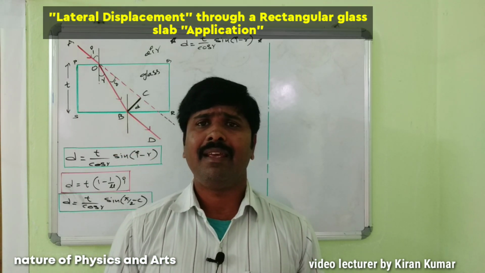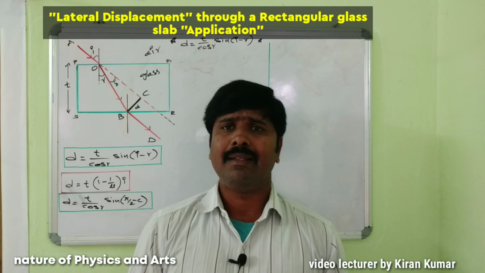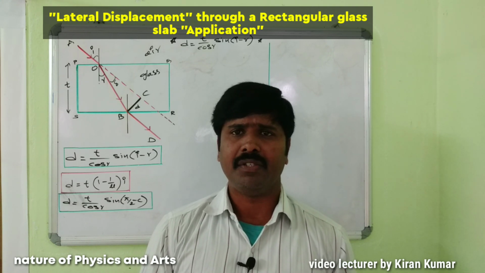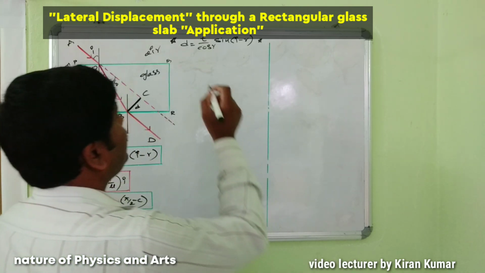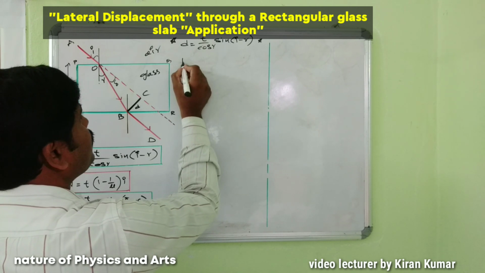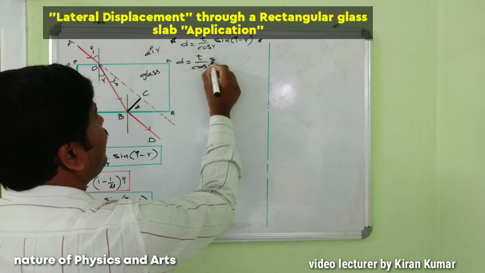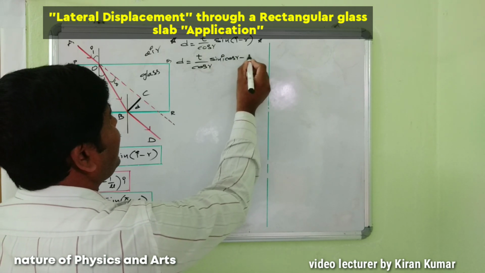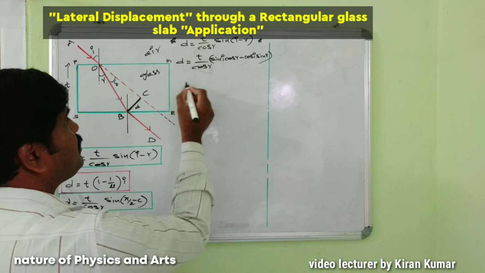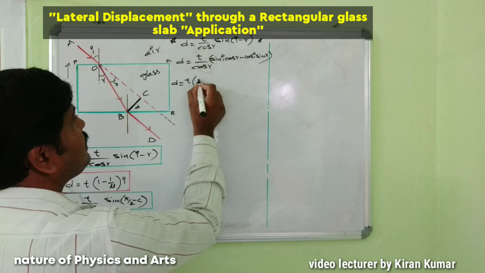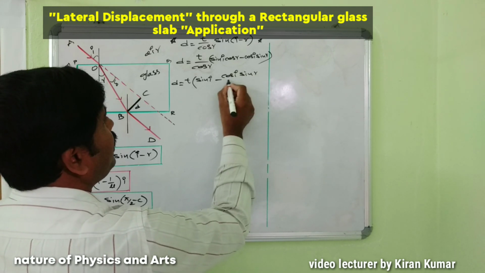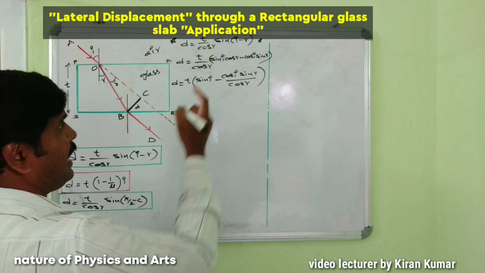Another method to find the relation between t and d. d is the lateral displacement, t is the thickness, and also the sine of the angle of incidence. Try to understand the relation. We know the relation d is equal to t divided by cos r, sin(i minus r). Here the sin(A minus B) formula is applied. So d is equal to t divided by cos r, sin i cos r minus cos i sin r. Here the denominator cos r is multiplied, so d is equal to t into sin i, the cos r value gets cancelled, minus cos i sin r divided by cos r, and here sin i is common.